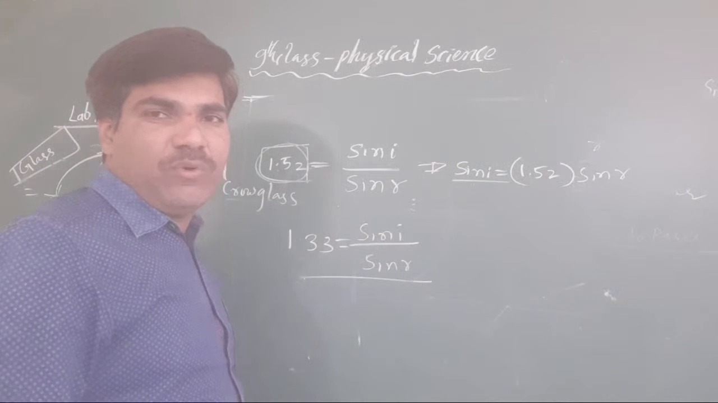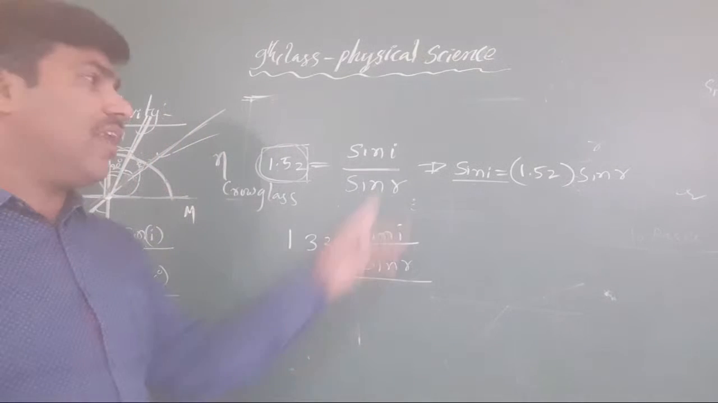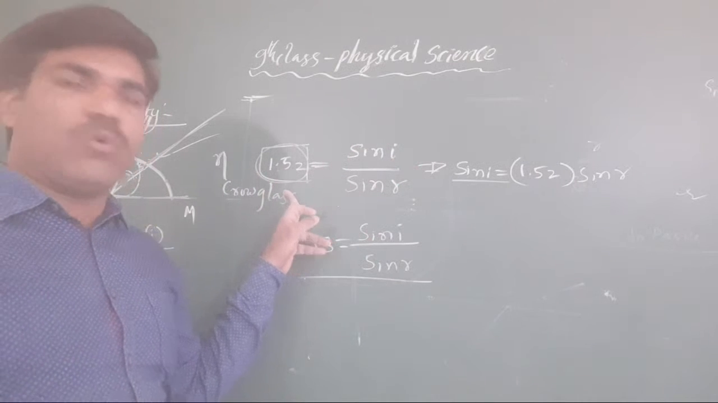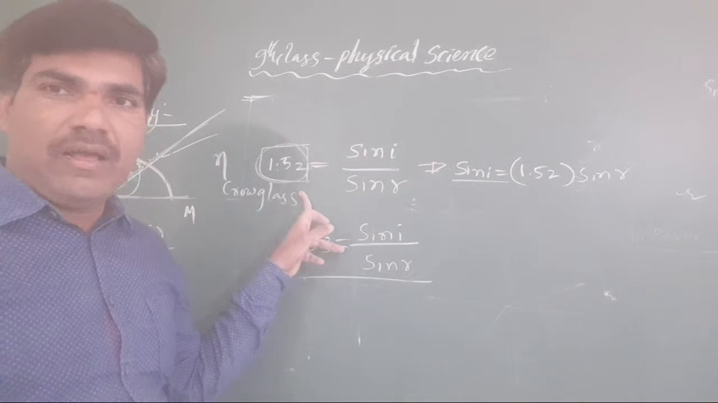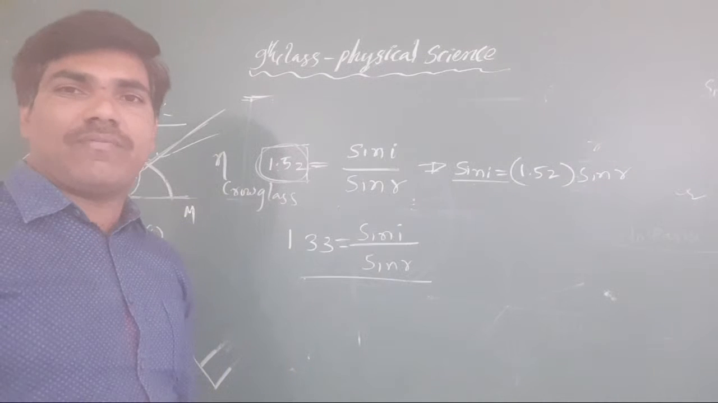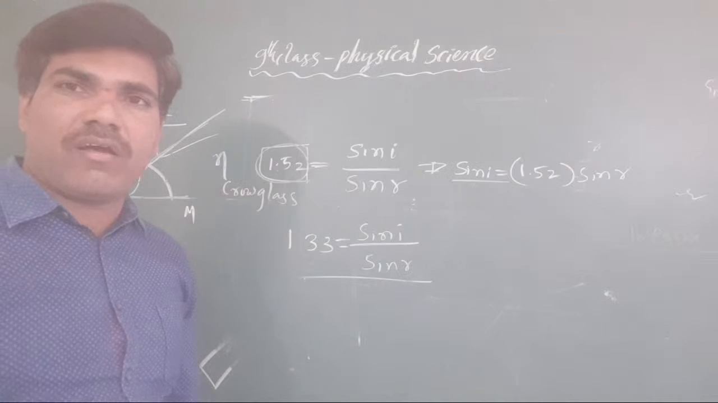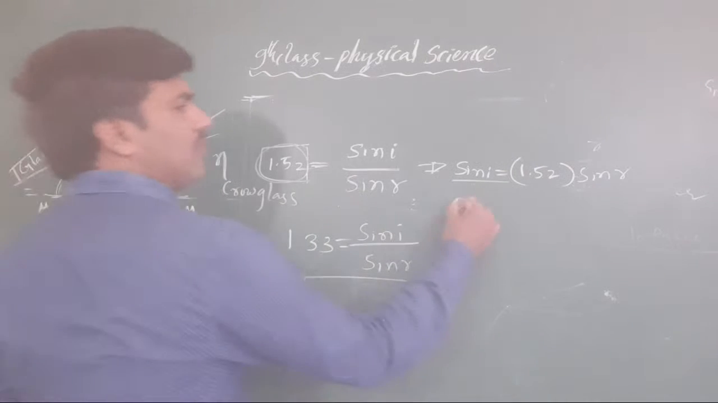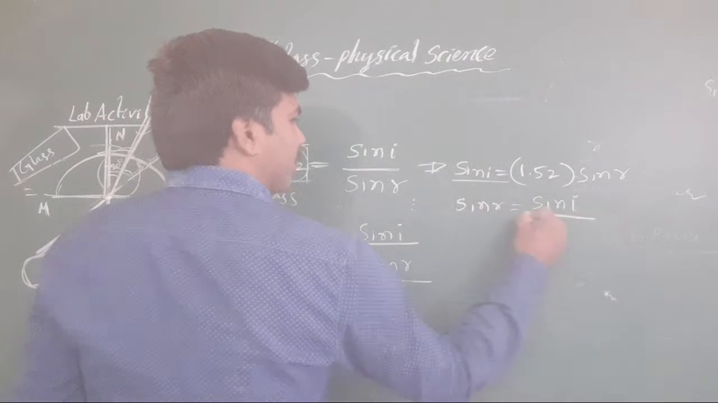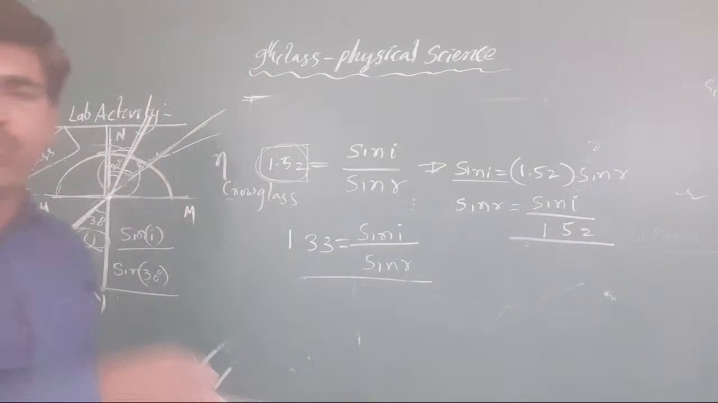Clear or not, all of you? The I value and R value are not required to be measured; we estimate them using the refractive index value. If you know the refractive index of that material, automatically the refracted angle can be found without the experiment also. Clear or not, all the students? How? It will be given as sin R is equal to sin I by 1.52. No need to do this experiment here.